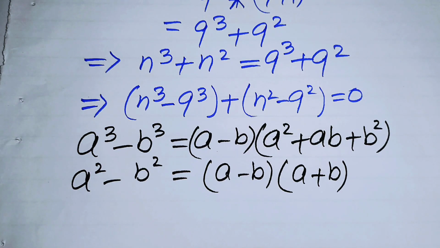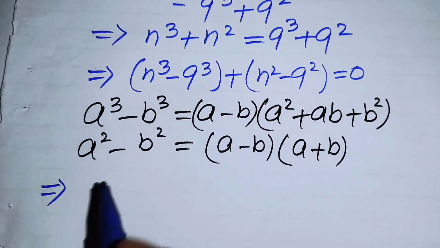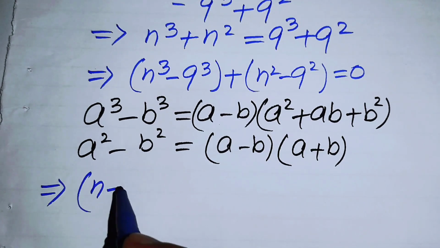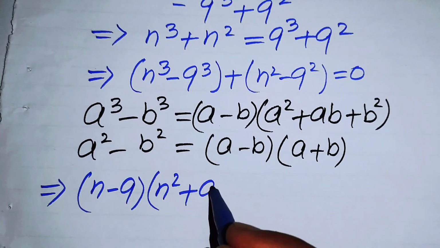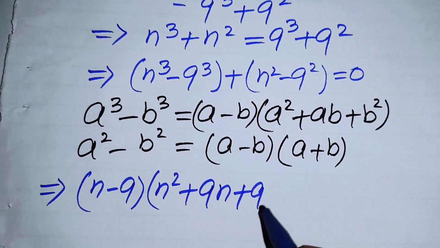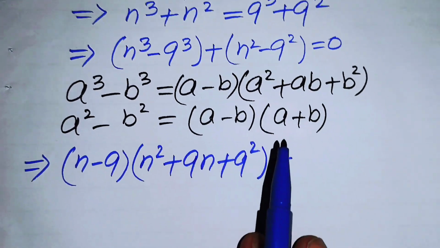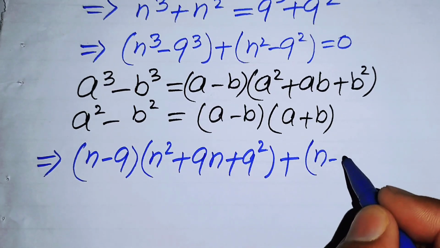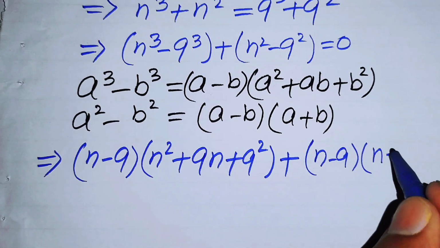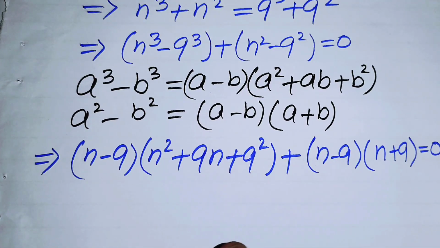So now first I can apply the cubic formula to the cubic term, so that we get the remaining term in the form of n minus 9 times n squared plus 9n plus 9 squared, plus here we have n squared minus 9 squared, and we will apply the square formula, which is n minus 9 times n plus 9, and the whole is equal to 0.